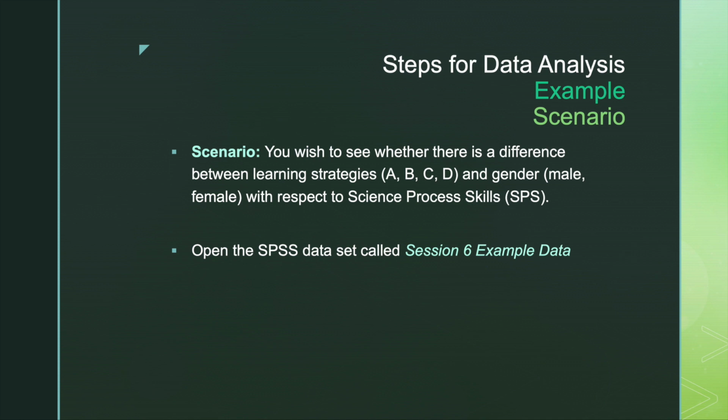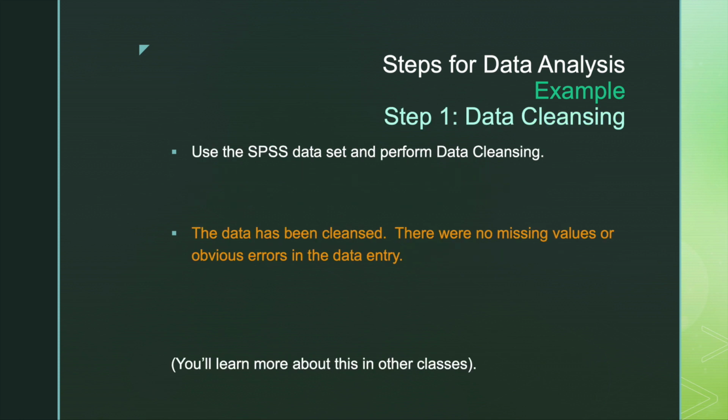For our example, we're going to continue with the same data set. We have learning strategies, A, B, C, and D, and gender, male and female. We have the science process skills, and we want to see whether there's a difference between learning strategies and gender with respect to the science process skills. Step 1, data cleansing. As always, this has been done for you already. There are no missing values or obvious errors in the data.